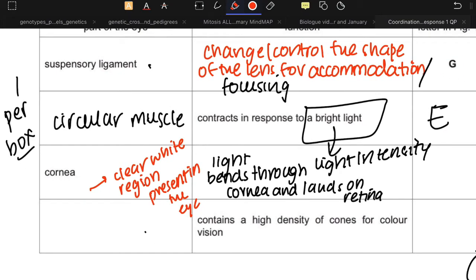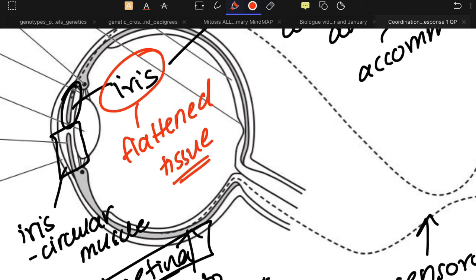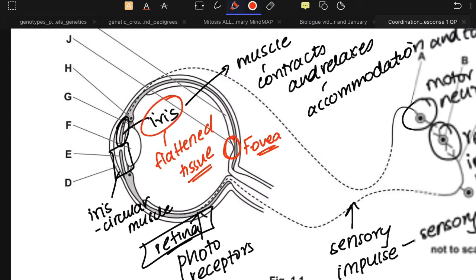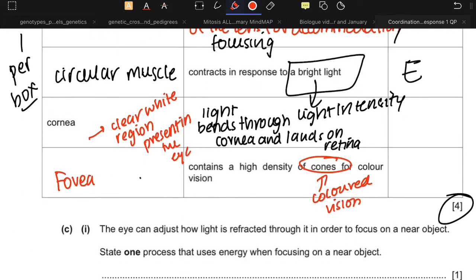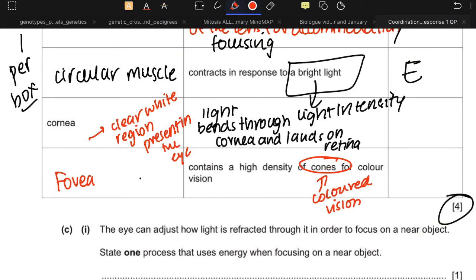Alright, contains a high density of cones. Remember, cones are the ones used for color vision. This is the fovea. Fovea is the region which is a depression sort of thing. You will see it here. It is a depression sort of region or bump sort of region inside the retina. So if this entire thing is the retina, then this bump sort of region is the fovea. And fovea has the highest density of cones for colored vision.